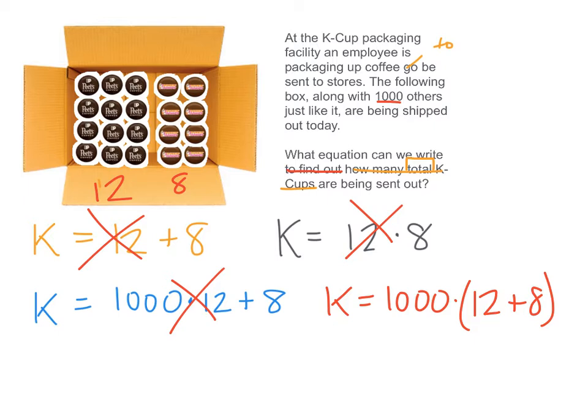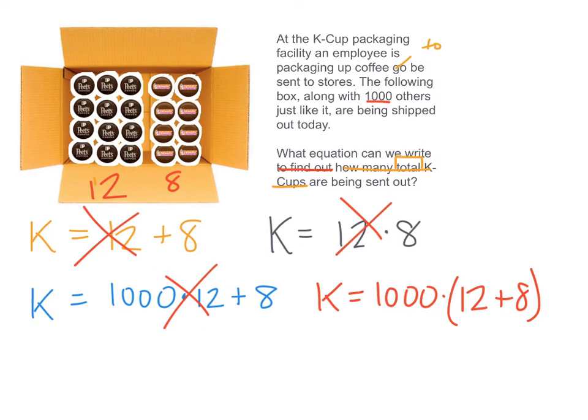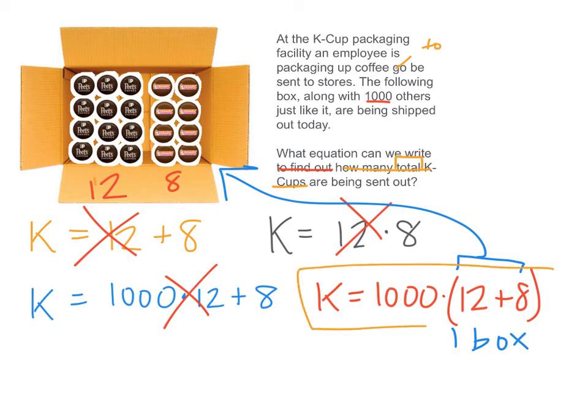K equals, okay, the total K-Cups we're sending out equals 1,000 times the quantity 12 plus 8. Well, they say there's 1,000 identical boxes, right? And what 12 plus 8 represents is actually that box. So you could almost say it's 1,000 times one box, so 1,000 identical boxes. And that is what we want. It's set up that way on purpose because we figure out how many total are in one box, and then we multiply it by 1,000.